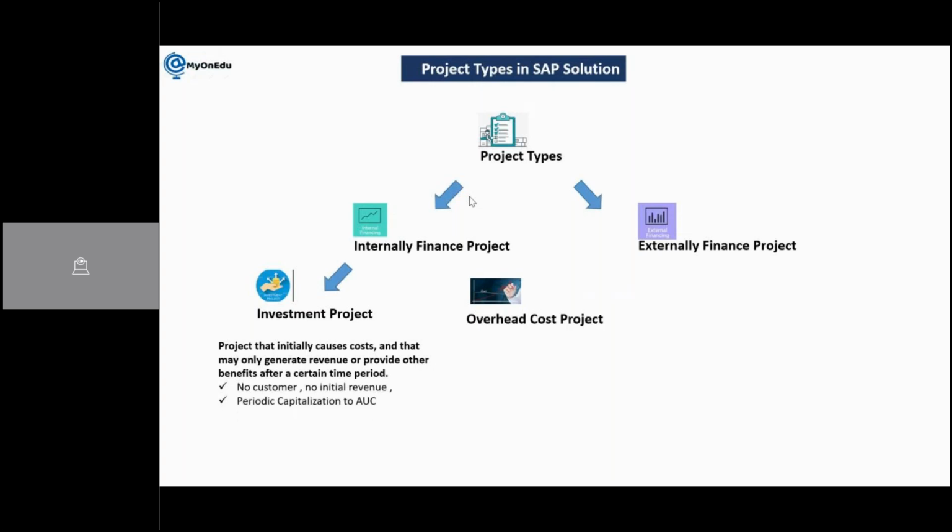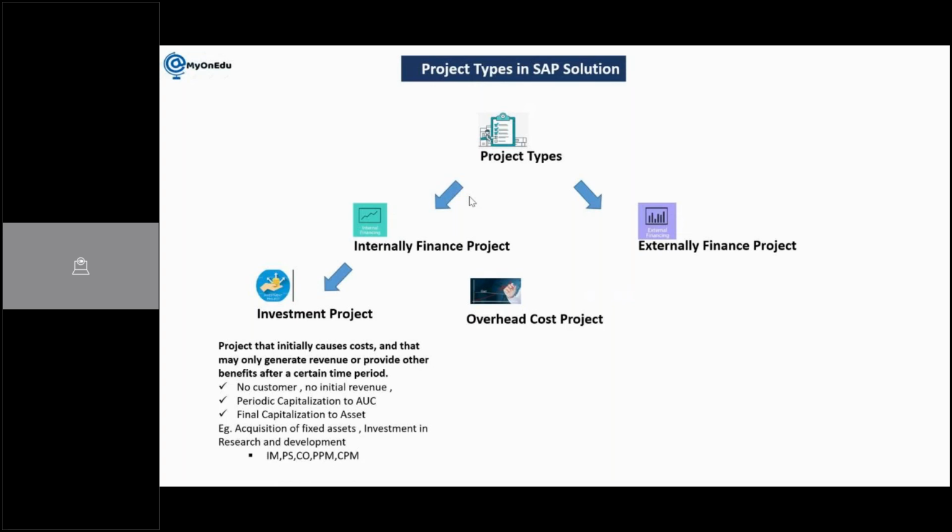Periodic capitalization to AUC. We will understand what capitalization is, what AUC is. AUC means asset under construction. Final capitalization to asset. The example of this kind of project is acquisition of fixed asset, investment in research and development. So the investment in research and development, an R&D project, may be an investment project, or this may be an overhead cost project.